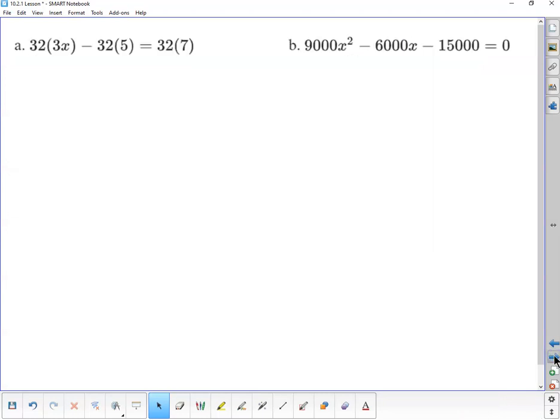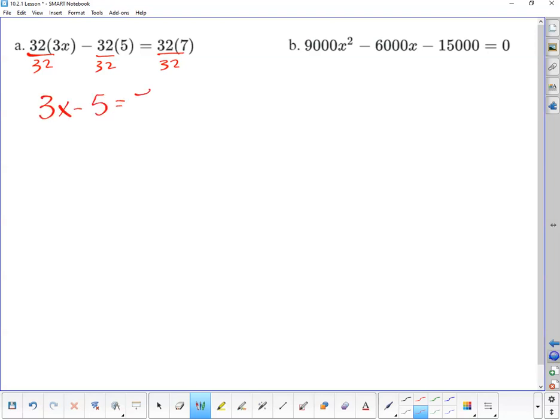All right, so we've got 32 times 3x minus 32 times 5 equals 32 times 7. Now, if you're looking at this, you could probably say, wow, I could divide this by 32, this by 32, and then this other side by 32. And then we are left with 3x minus 5 equals 7. And that's a heck of a lot easier to solve. Swing the 5, you get 3x is equal to 7 plus 5, which is 12. Divide by 3, and x here is equal to 4.